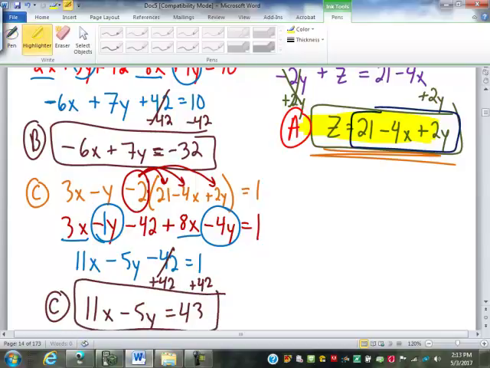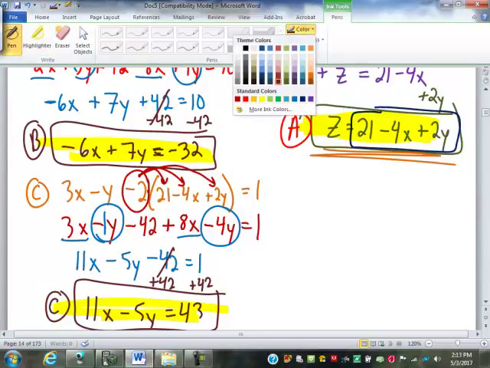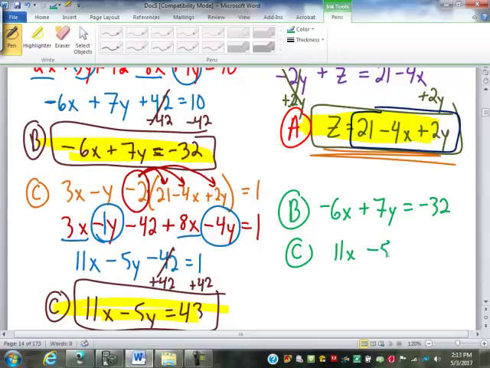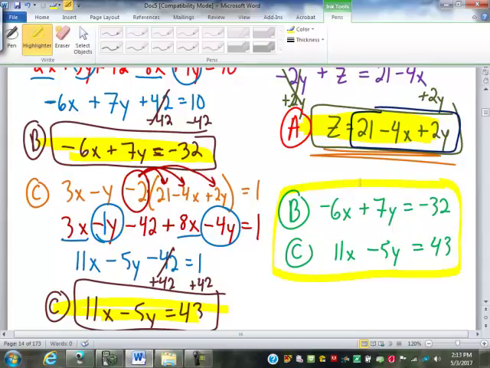So you can see now I have equation B. I got rid of the z variable. And equation C, I got rid of the z variable. So what I have here is a 2-variable, 2-equation system, like we were dealing with before. And so now this is what I have to solve, is this system here. So I've reduced it down to 2 variables, 2 equations.